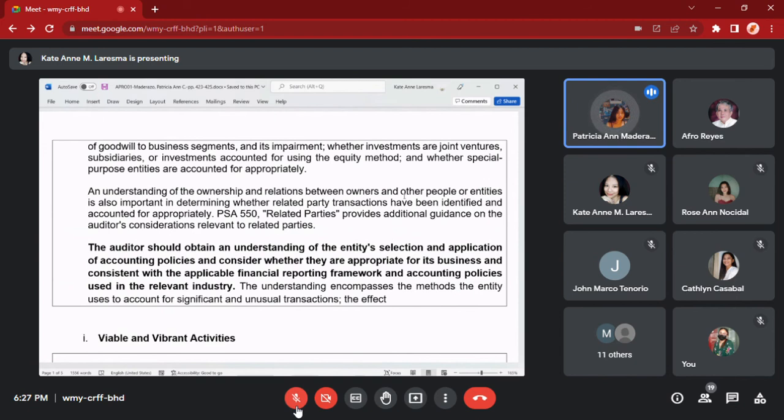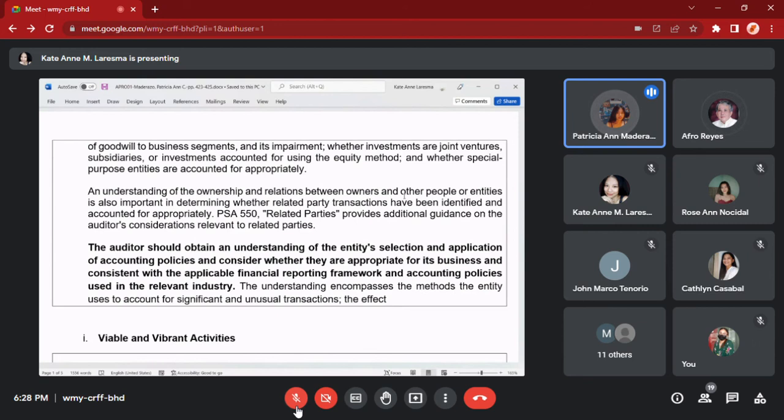An understanding of the ownership and relationship between owners and other people or entities is also important in determining whether related party transactions have been identified and accounted for appropriately. PSA 550 related parties provide additional guidance on the auditor's consideration relevant to related parties. So, ibig sabihin po nitong PSA 550 is Philippine Standard of Auditing. Ito po yung nagdi-deals with the auditor's responsibility relating to related party relationship and transactions in an audit of financial statements.